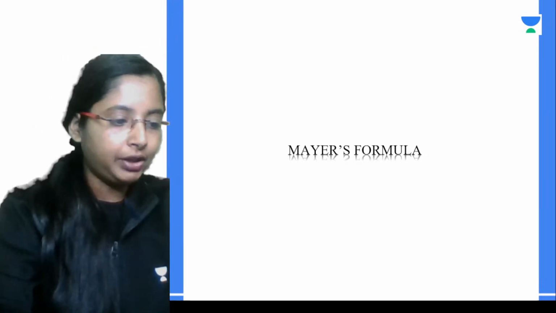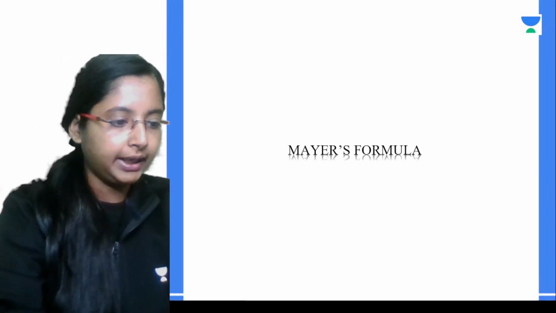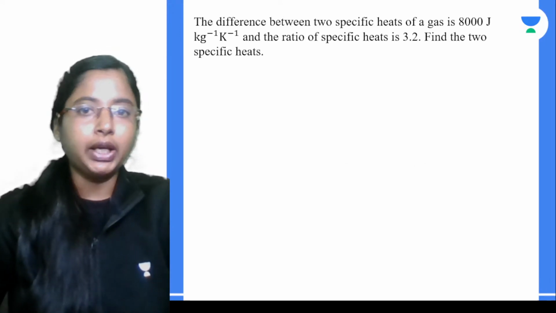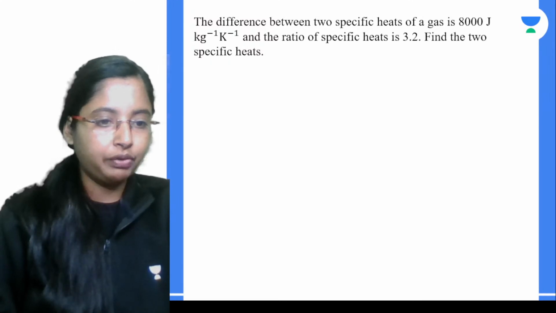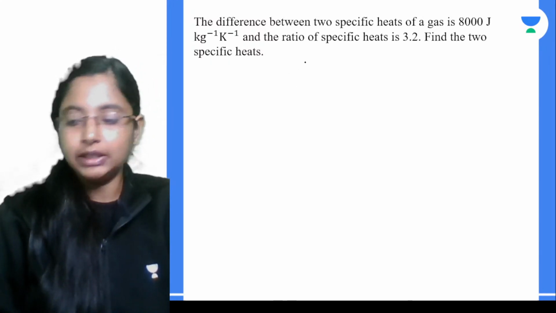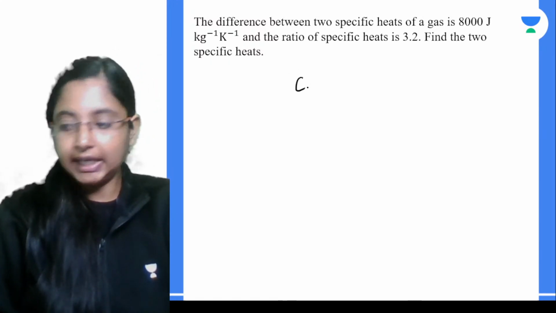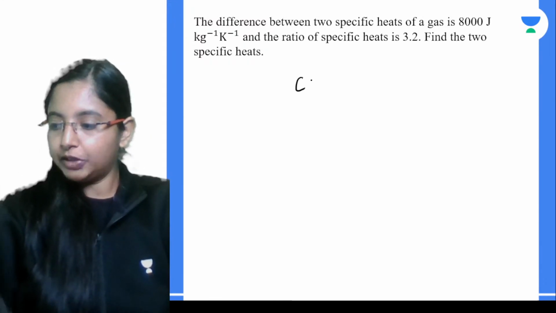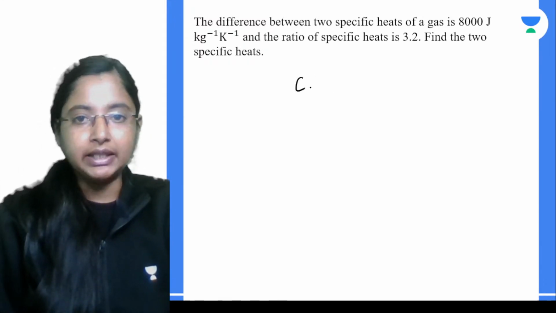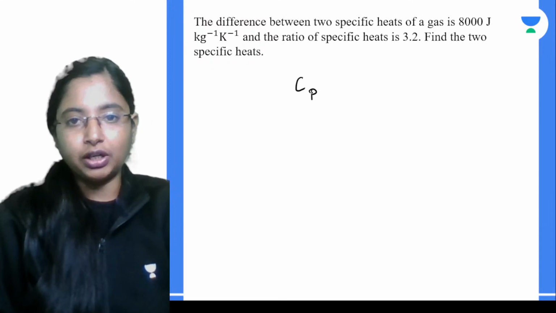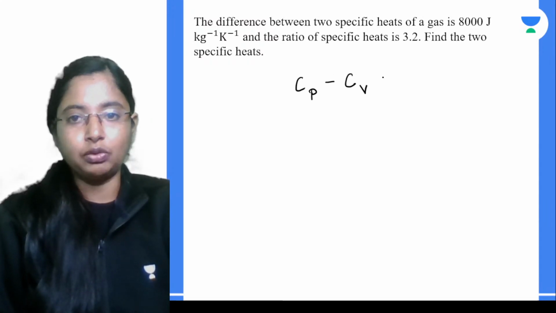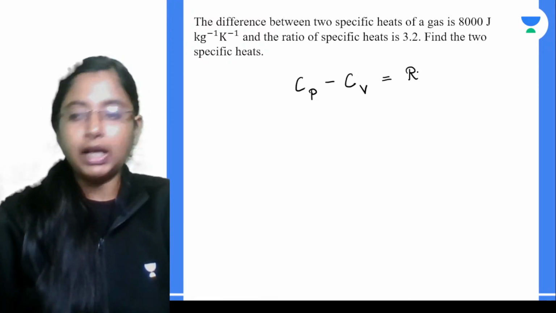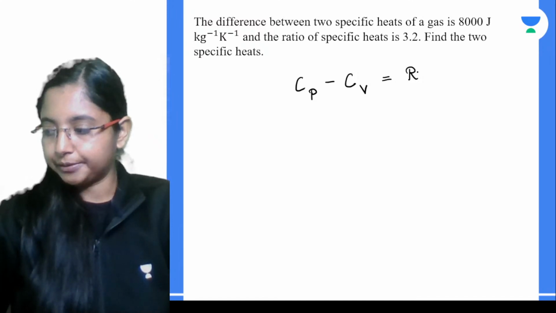I will solve one numerical and you can solve another one. Now if you look at Mayer's formula, what is Mayer's formula? How do we define Mayer's formula? It is given as the molar specific heat of a gas at constant pressure minus molar specific heat at constant volume. This will be equal to R, which is nothing but the universal gas constant.